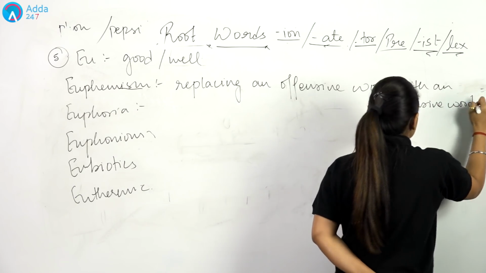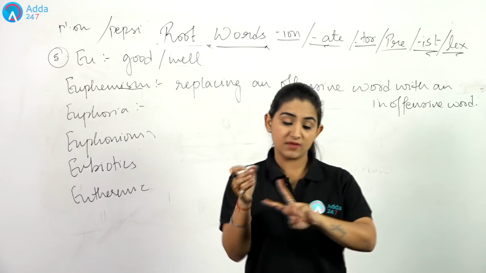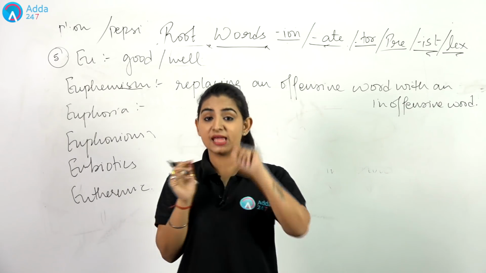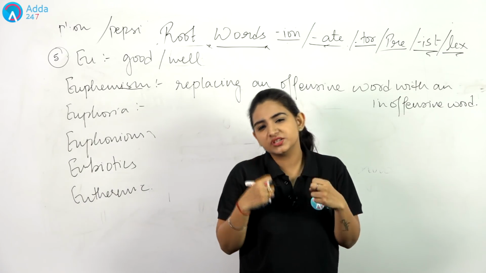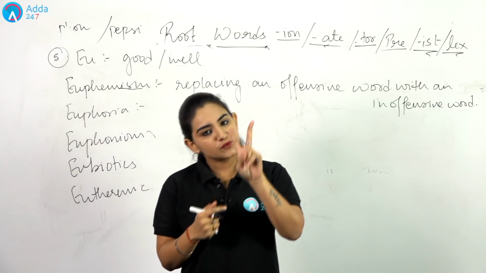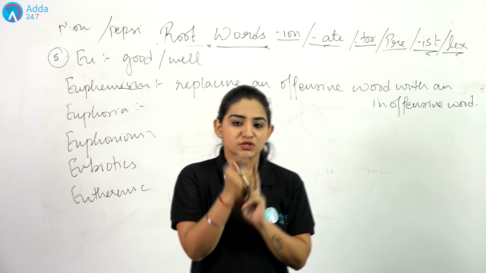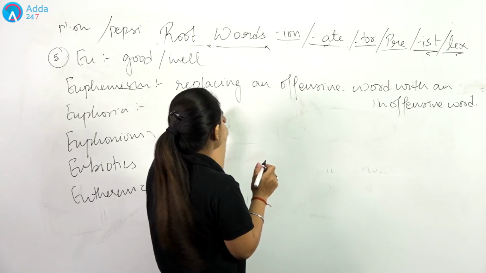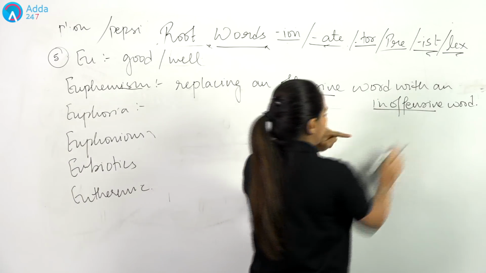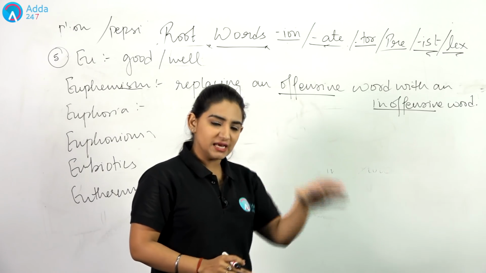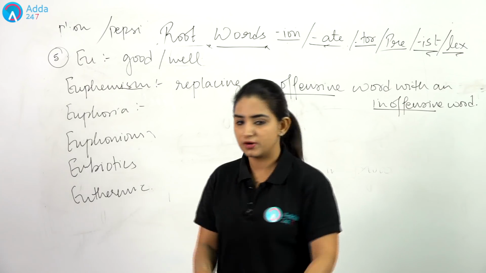Now I'll tell you what this means. We have two words, like we have jealous, we have envy. When I say jealous, I hate you that you have it. When I say envy, that means I wish I could have that, right? So you have two words, both mean the same, but one is positive and the other is negative. So what you do, you replace an offensive word, that means jealous, with an inoffensive one, that means envy. When you replace a negative word with a positive word, that is what we mean by euphemism, right?